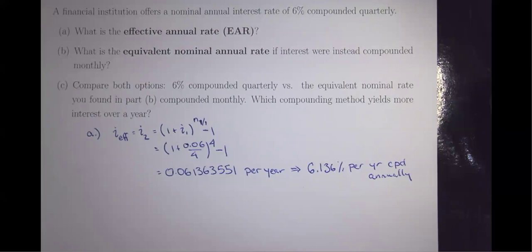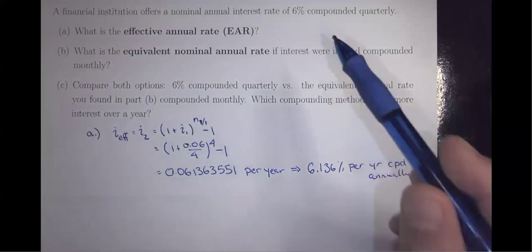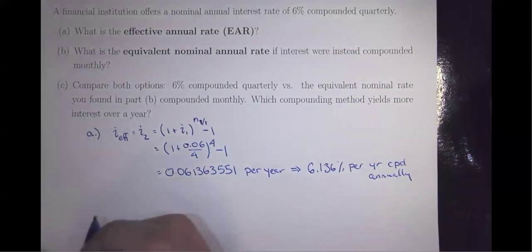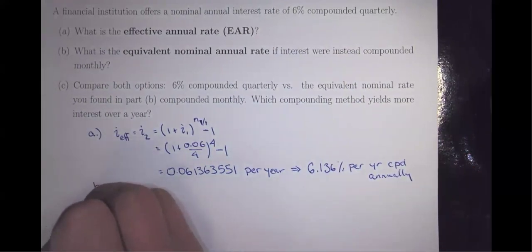Okay. Now, one trick to knowing if your effective rate is close or correct is that your original rate and your effective rate should be pretty close. So 6.1 and 6, those are pretty close. So your effective rate is probably pretty close to correct, if not actually correct.